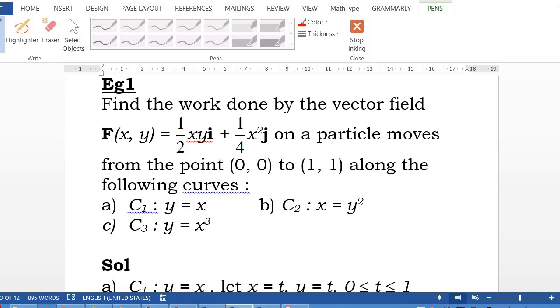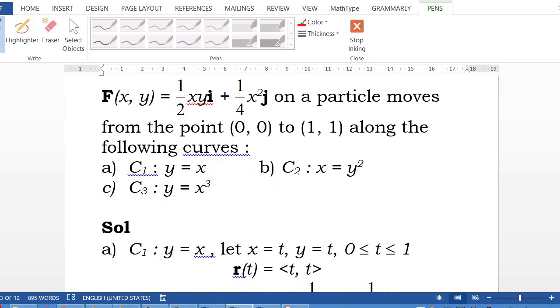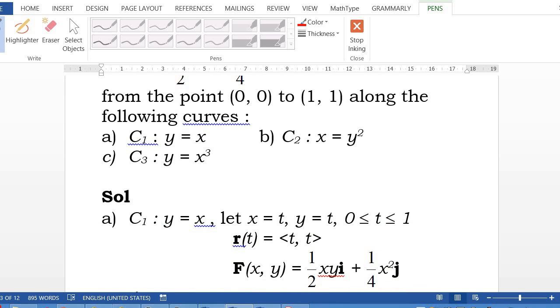Okay, example 1: find the work done by the vector field F(x,y) equal to 1/2 xy i plus 1/4 x squared j on a particle moved from the point (0,0) to (1,1) along the following curves. C1: y equal to x, C2: x equal to y squared, C3: y equal to x cubed. First of all, we use the normal way to evaluate the line integral, without looking at the conservative vector field first.